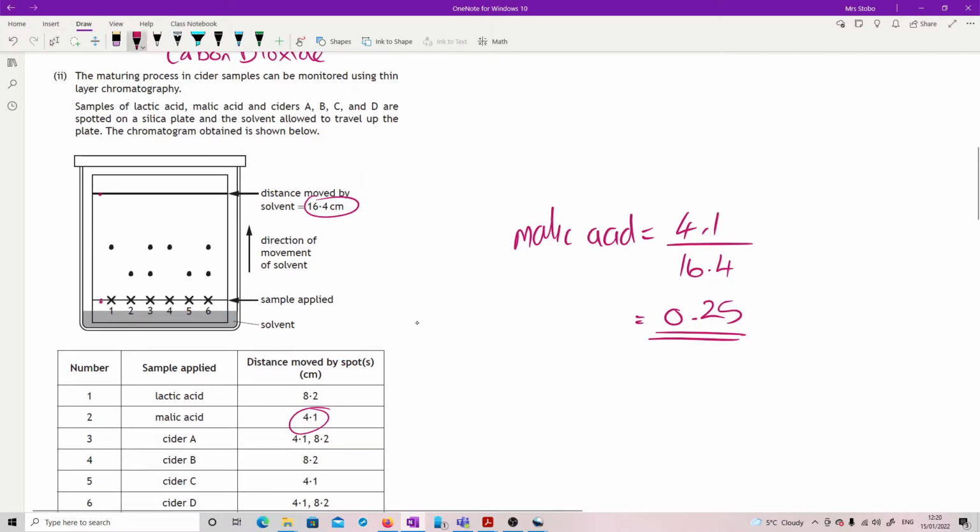Okay, right, so we are looking for something which has basically got nothing but lactic acid there. So lactic acid is an 8.2 spot. I need something which has none of my malic acid, none of my 4.1. So I am looking for, quite simply, sample 4, cider B.